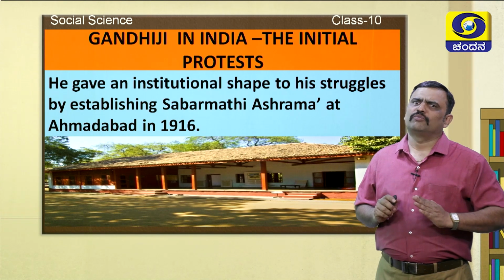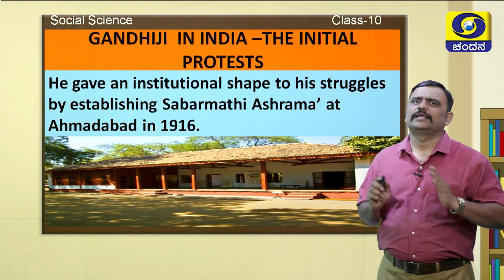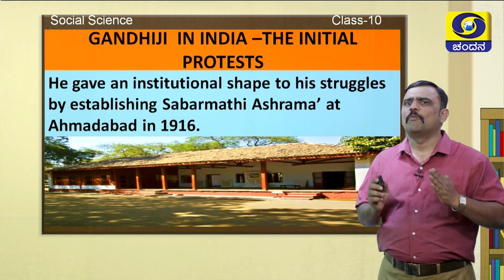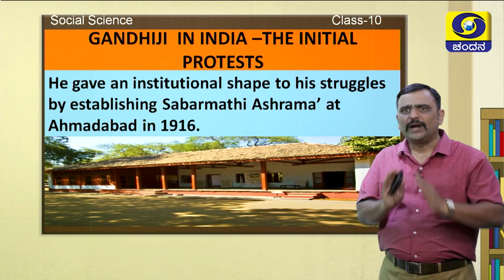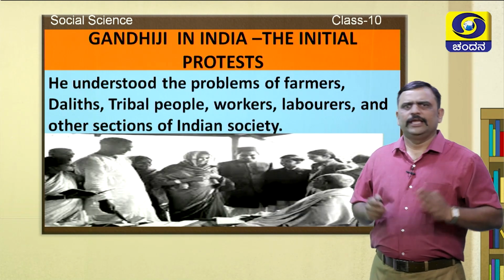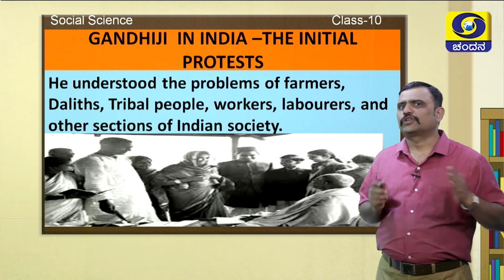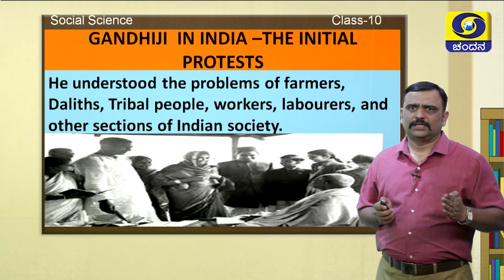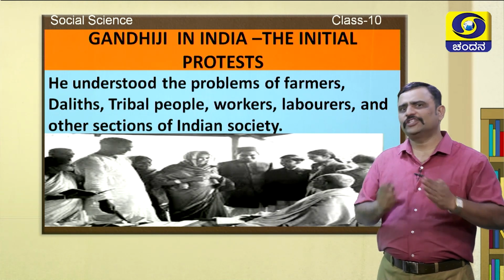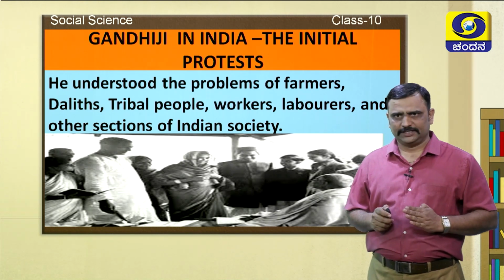Sabarmati Ashram was so simple that it used to appear like the home of a middle class person. He understood the problems of farmers, Dalits, tribal people, workers, laborers and other sections of the Indian society.